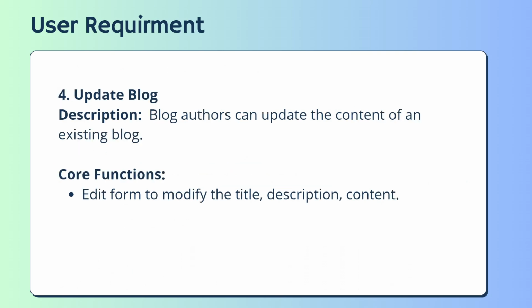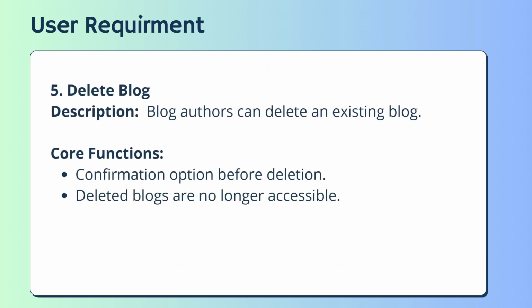Number 4: update blog. Description: blog authors can update the content of an existing blog. Core functions: an edit form to modify the title, description, and content. Number 5: delete blog. Description: blog authors can delete an existing blog. Core functions: a confirmation option before deletion. Deleted blogs are no longer accessible.